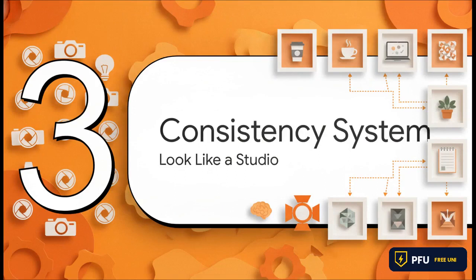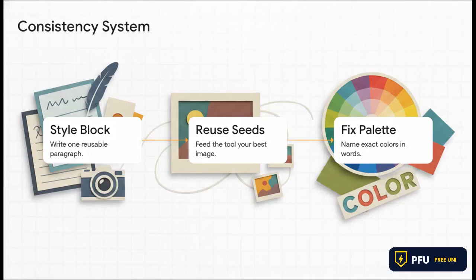All right, Section 3, the consistency system. This is exactly how solo marketers can look like a massive design studio. Getting one good image? Well, that's just luck. But getting 5 that match perfectly? That requires a repeatable workflow.